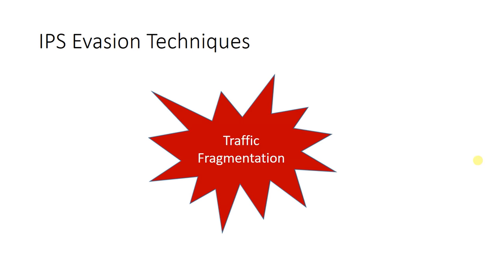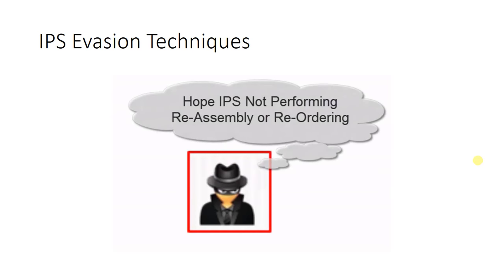Traffic fragmentation was one of the earliest IPS evasion techniques used by attackers to evade IPS systems. The attacker would send fragmented traffic to the network in the hopes that the IPS system was not performing fragmentation reassembly, or reordering the fragments as they enter the IPS in the wrong order. The attacker would fragment all IP traffic, hoping that the IPS would not reorder or perform reassembly on the traffic.